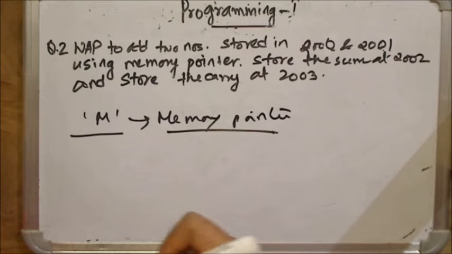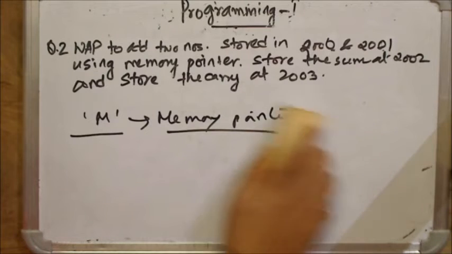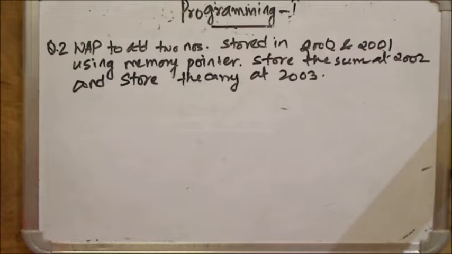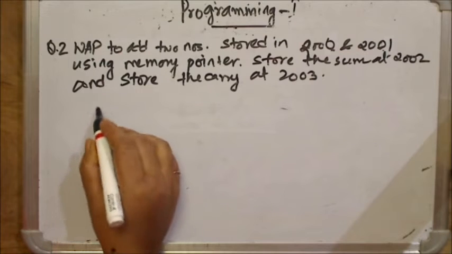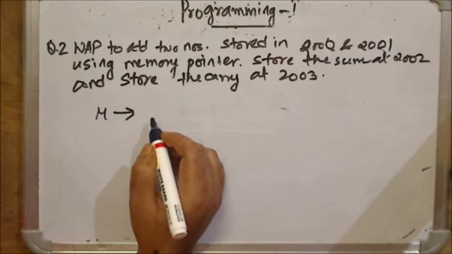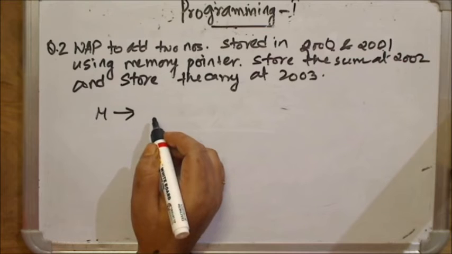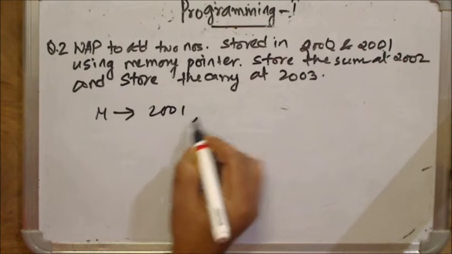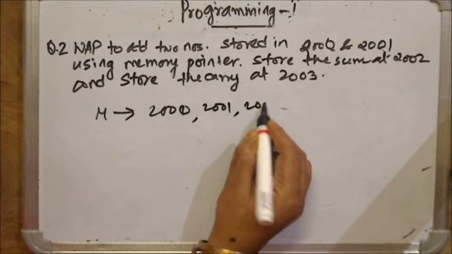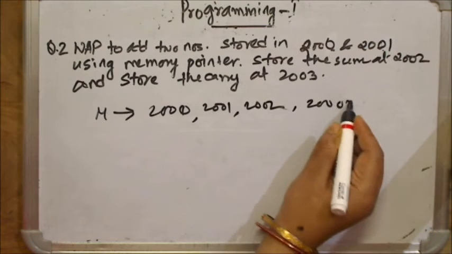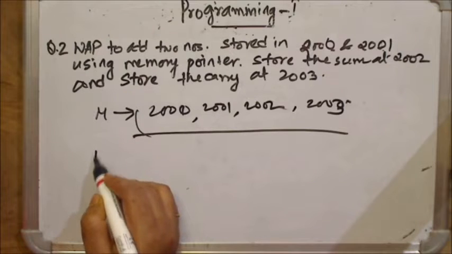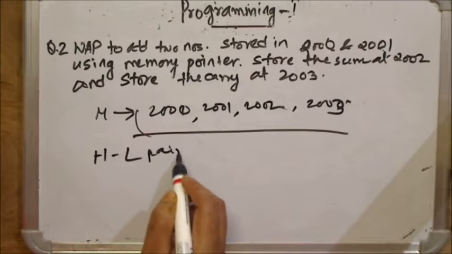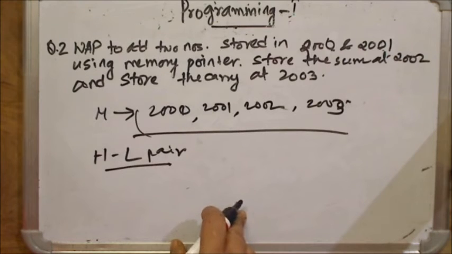You will see after the end of the program, the use of M will give you a lot of flexibility to do the program. So I hope you remember M. What is M? M is the data stored in the memory location pointed by HL pair. So if you want to access memory locations 2000, 2001, 2002 and 2003, you first have to initialize the HL pair.